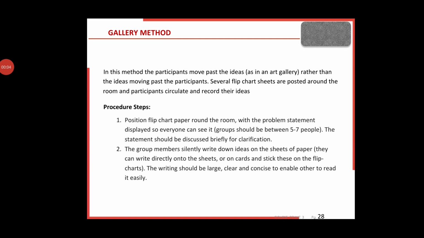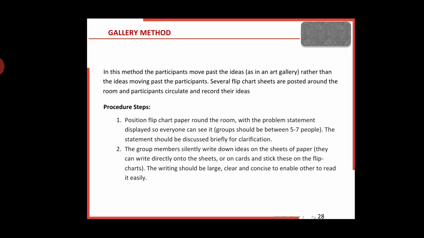Today our topic is the gallery method in the third unit. We saw intuitive methods in previous classes. In that we discussed brainstorming rules and techniques for idea generation. Okay, now today we are discussing the next topic.